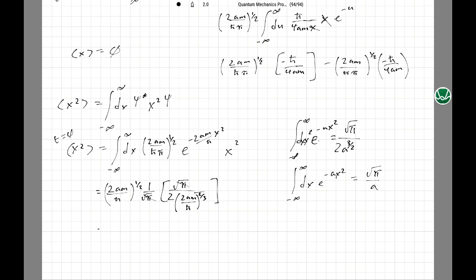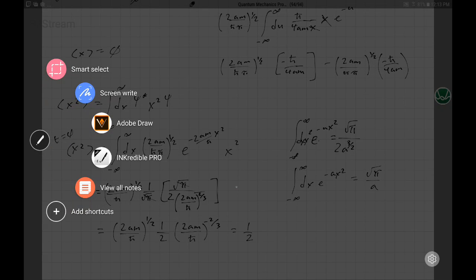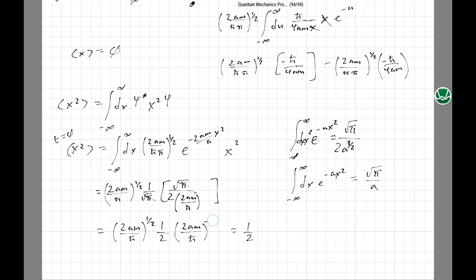Let's go ahead and cancel out that. Let's get that out of the way. Now I have 2am over h bar to the 1/2. I have 1 over 2, and I have 2am over h bar to the negative 2/3. That equals 1/2. I was going to say, I wrote that wrong. That's not 2/3, that's 3/2. There we go. And that's to the negative 3/2.